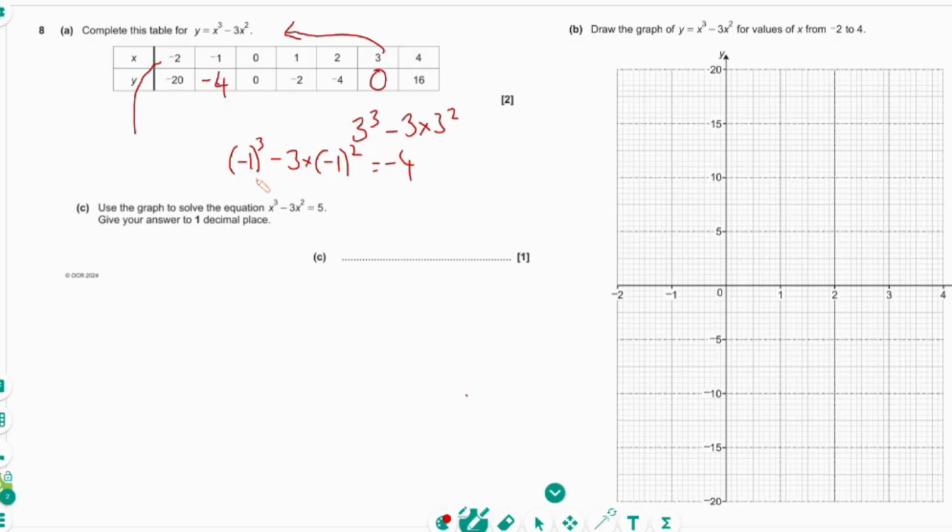Draw the graph. Minus 2, negative 20, minus 1, negative 4. So it's kind of there. So negative 1, negative 4, 0, 0, 1, negative 2.